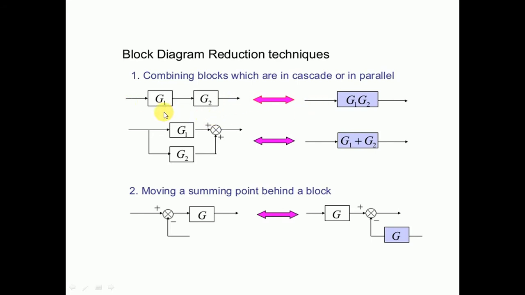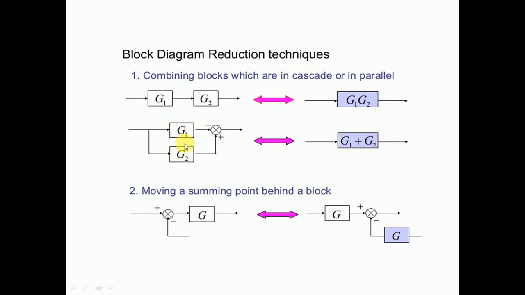Since these two are in cascade form, we can simply multiply them as g1 and g2. Now if I give x as input, then the output y is equal to x g1 g2. So you can observe the output in both cases is the same. Instead of writing these two blocks side by side, you can simply write the product of them, g1 g2. This is the first important rule that everyone should know to reduce block diagrams in control systems.